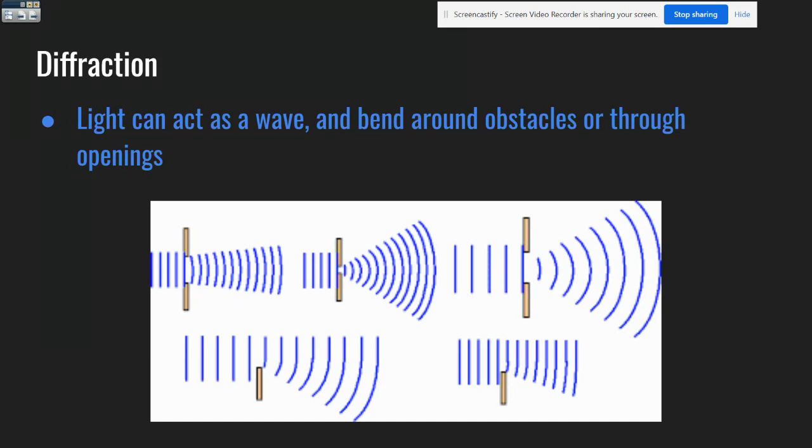With light waves, it's kind of the same thing. You know that your mom and dad's light is on in their bedroom without actually being in their bedroom because you can see the light bending through the door.